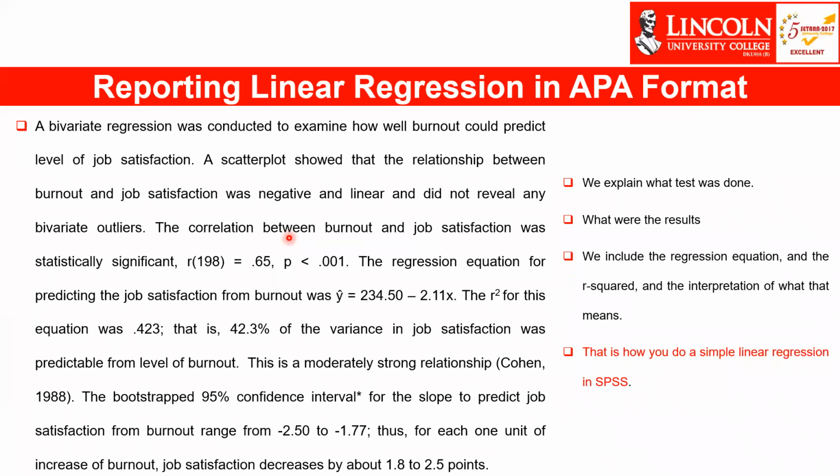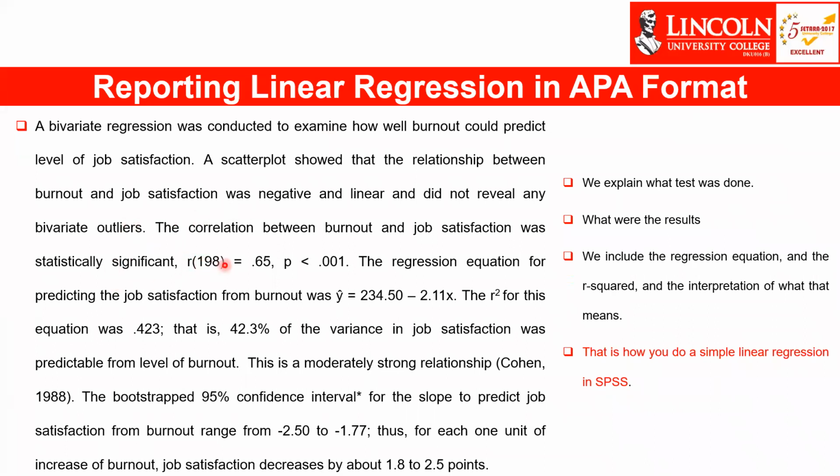Now, here, you can say something like: a bivariate regression was conducted to examine how well burnout could predict level of job satisfaction. A scatter plot showed that the relationship between burnout and job satisfaction was negative and linear and did not reveal any bivariate outliers. Remember, these are what we check, right? Then the correlation between burnout and job satisfaction was statistically significant.